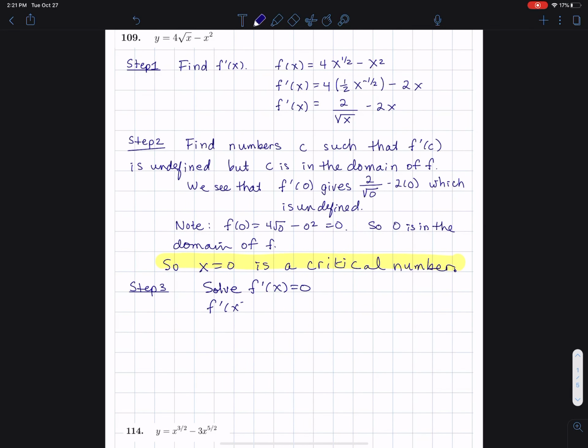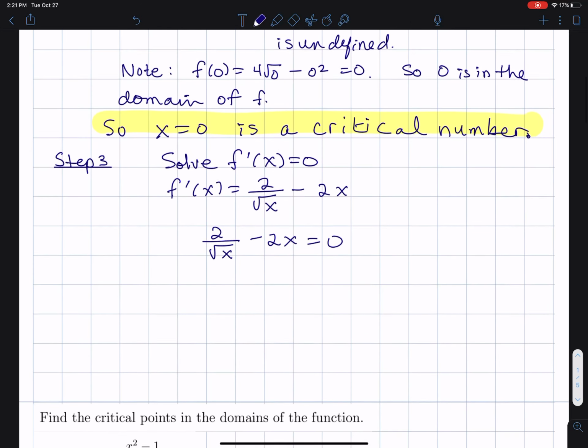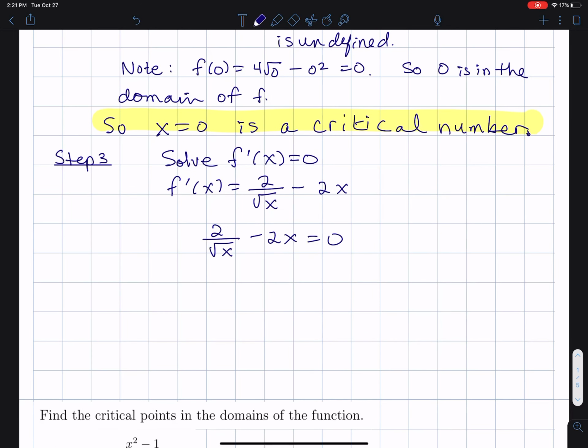Now f prime of x is equal to, again, 2 over square root of x minus 2x. If I set that equal to 0, there are different ways to go about this. But what I'm going to do is find a common denominator. I could see someone not wanting to do it that way, and in another problem I might do it differently. But anyway, I'm going to get a common denominator, which is the square root of x. So then I get (2 minus 2x radical x) over radical x is equal to 0.